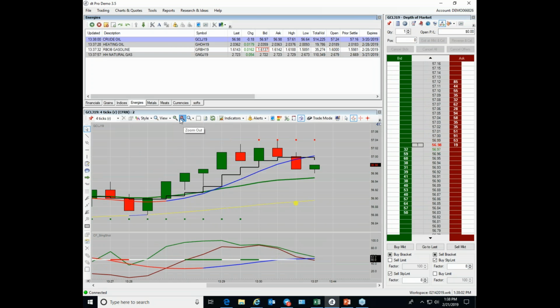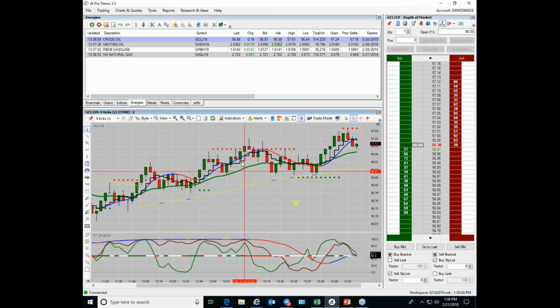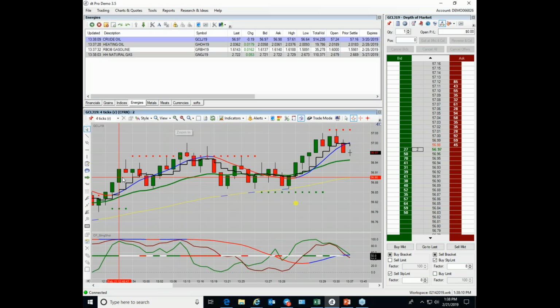I'm back to crude. Switch guns on you. We had a double top here. Draw the trend line, right? Get in the habit of drawing the trend line.